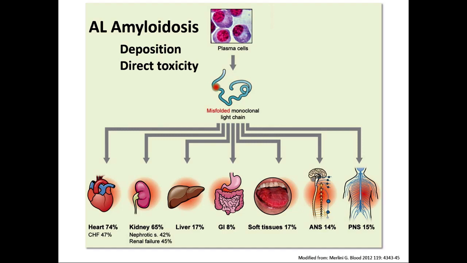And the other thing is that with light chain amyloid in particular, the mechanism is not purely amyloid deposition. It's been shown in in vitro studies that the light chains themselves are extremely cardiotoxic because they activate stress kinase pathways and cell death, even in the absence of deposition. So it's possible to have very little amyloid in the heart but have a profound cardiomyopathy.